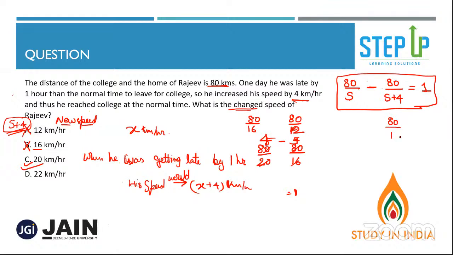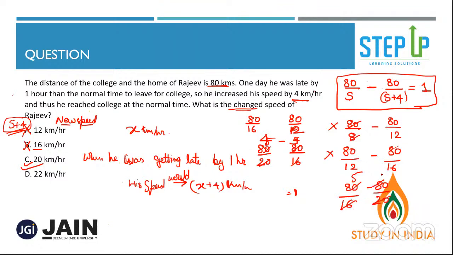If you are substituting S plus 4 as 12, then this will be 80 by 8. So this is a good number, but this is not a good number. So option eliminated. If you are assuming 16 here, 80 by 16 is a good number, but 80 by 12 is not a good number. So this is also eliminated. If your S plus 4 is 20, then 80 by 20 and 80 by 16 are 5 and 4, and the difference is equal to 1. Hence your answer will be 20.